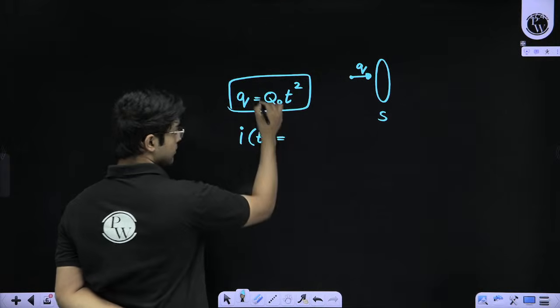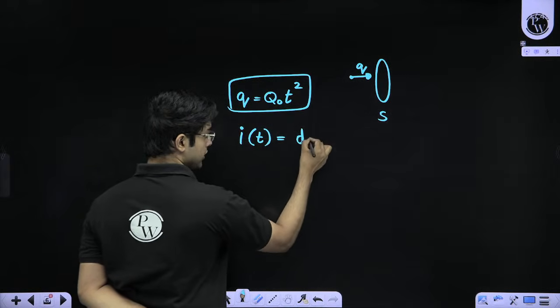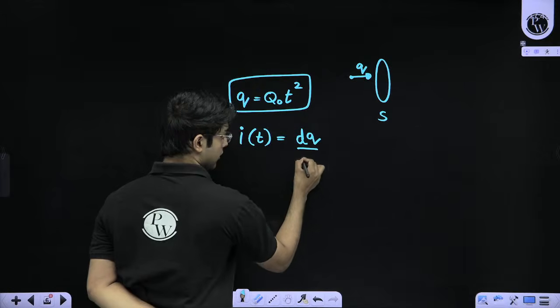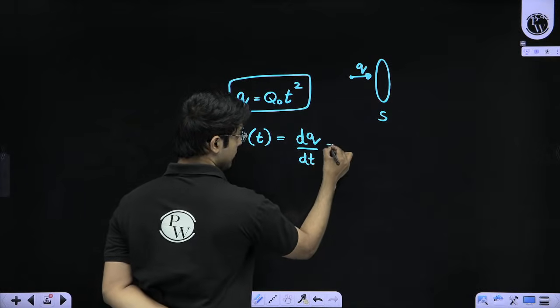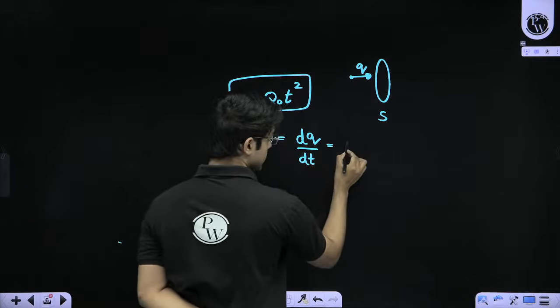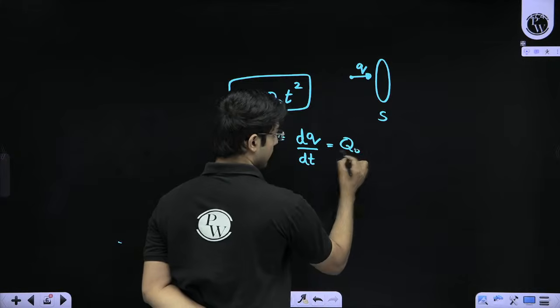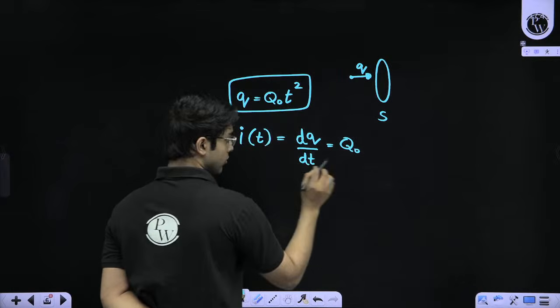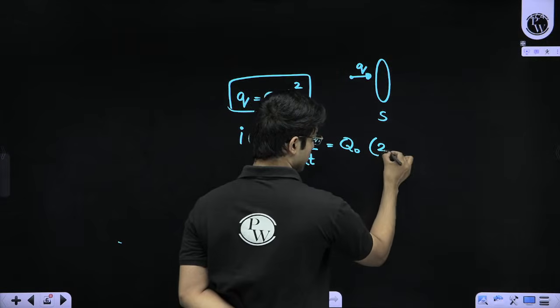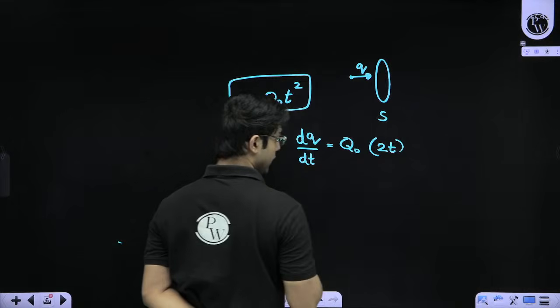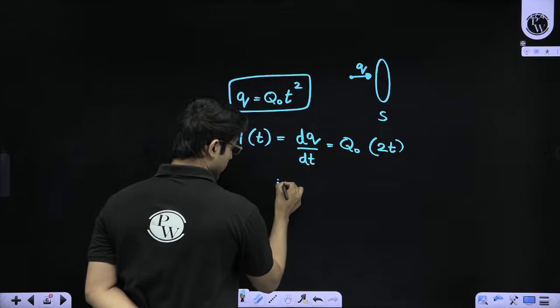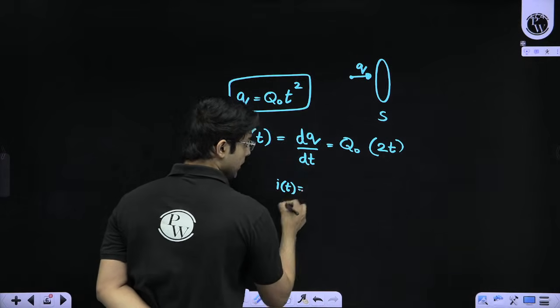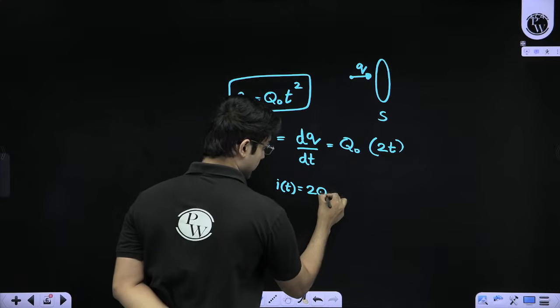This is a simple differentiation. You'll just have to differentiate Q with respect to time. Q naught is a constant, so we won't mess with that. Derivative of t square, you should remember some simple derivatives, will be 2t. So current as a function of time will be 2q naught t.